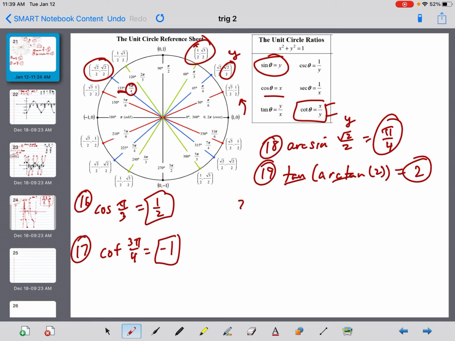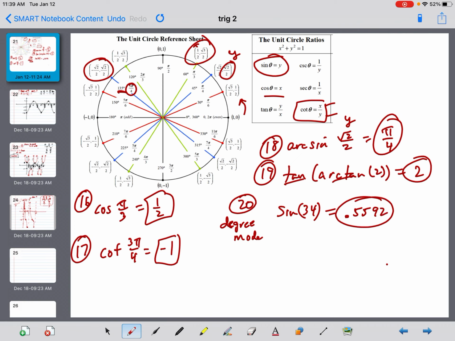Number 20, grab a calculator. For 20, you got to make sure you're in degree mode. If you don't know how to turn your calculator to degree or radian mode, just ask. I'll show you. So you want to find the sine of 34 degrees. Just hit the sine button, type in 34, and hit enter in degree mode, and you get 0.5592.